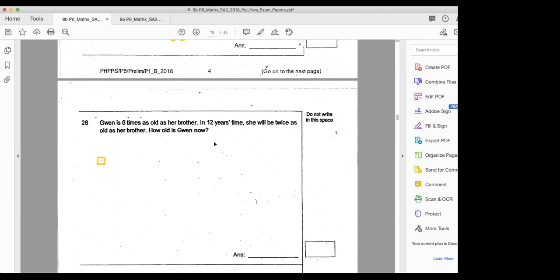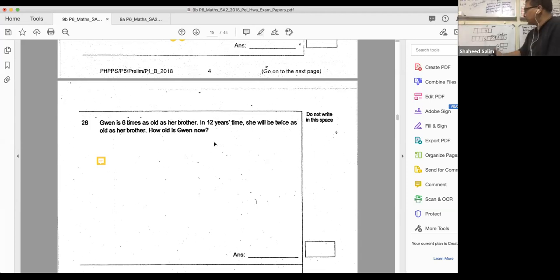So down here now it says, okay, 12 years have passed. So 12 divided by 1, 2, 3, 4 equals 3. 3 years. All these are 3. So Gwen is 6 units, right? 6 times 3, 18 years old now.